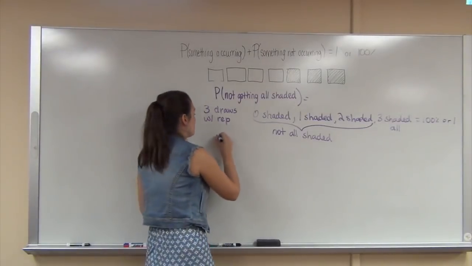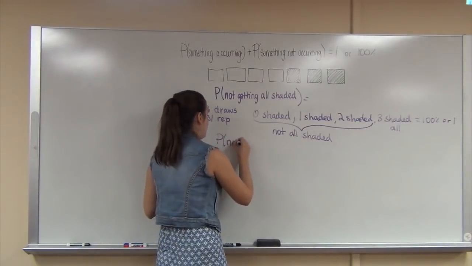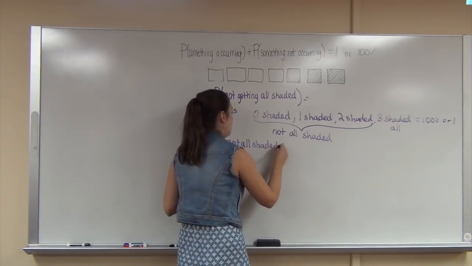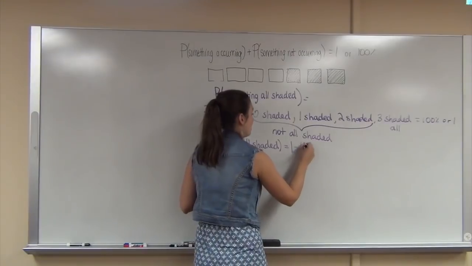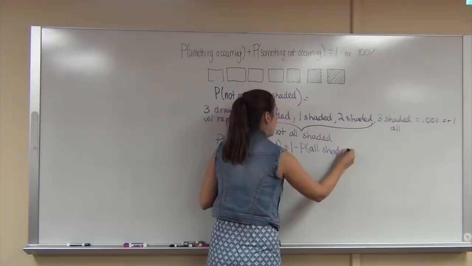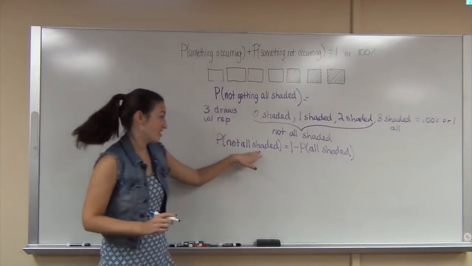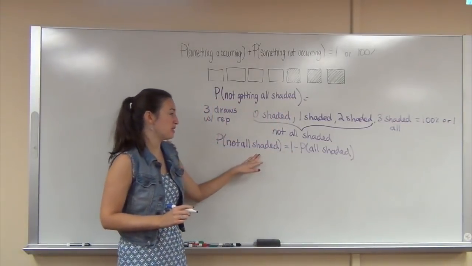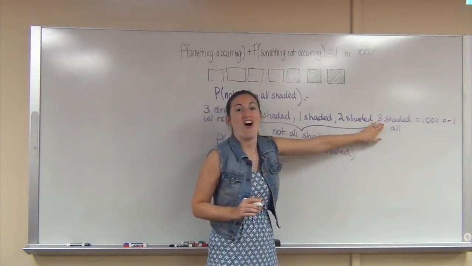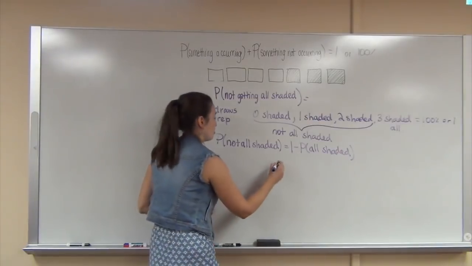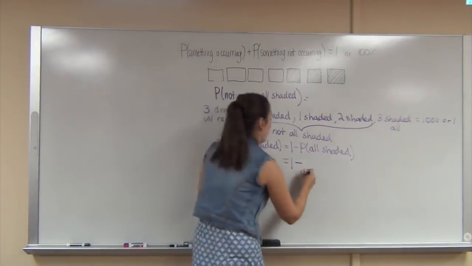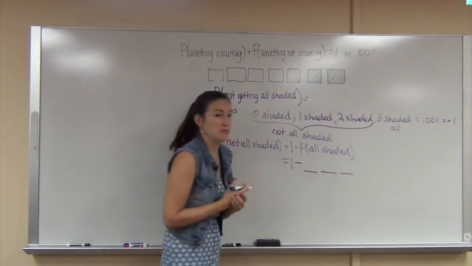So what I can do is say, all right, well, the probability of not getting all shaded is just 1 minus the probability of getting all shaded. And this makes my life easier because now, instead of calculating this complicated probability, I can just take 1 minus the probability of all 3 shaded. Again, I'm going to multiply 3 different probabilities together.